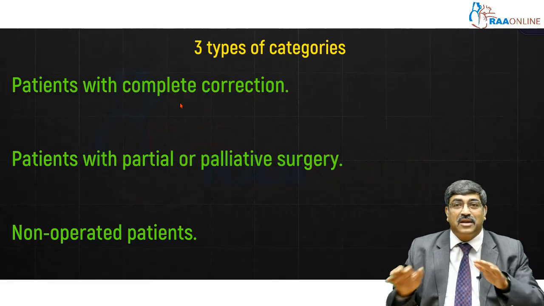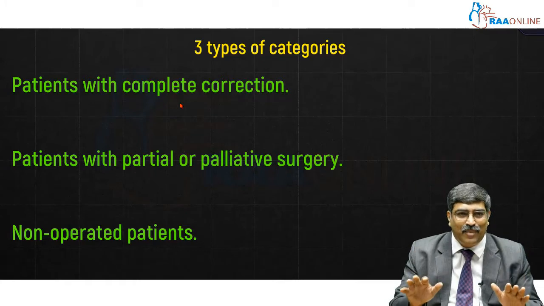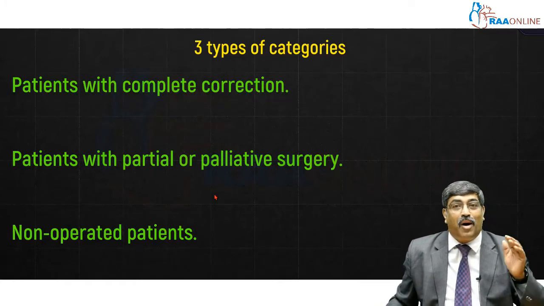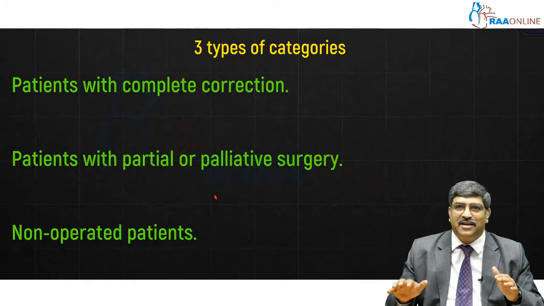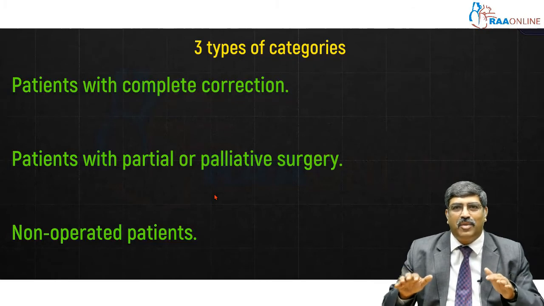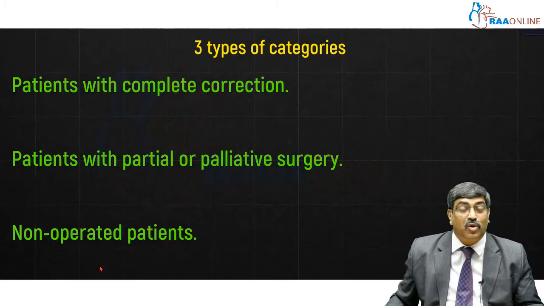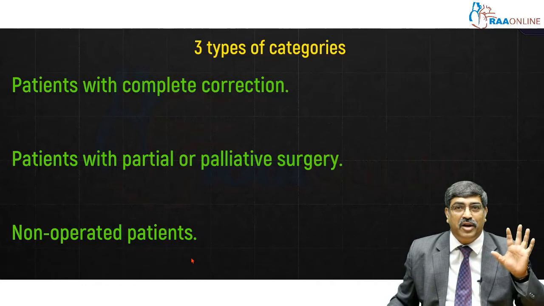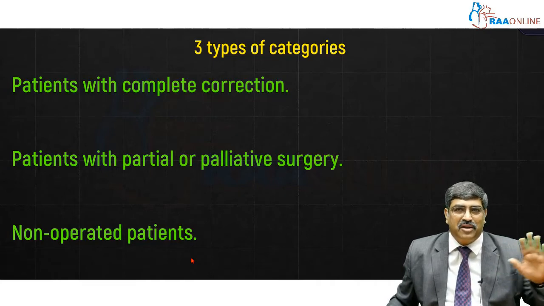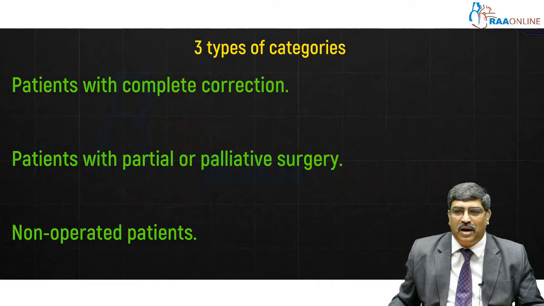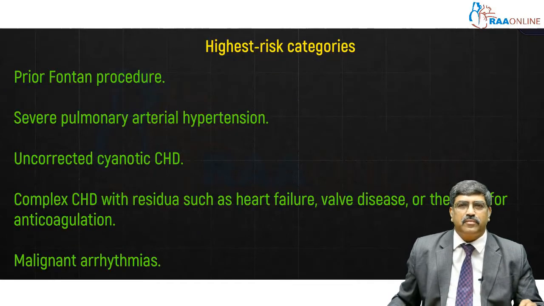The patient with complete correction and who is normal. The patient with partial or palliative surgery. Here, the patient might be near normal or near abnormal, or totally non-operated, where you have to look at the pathophysiology of the individual congenital heart disease.